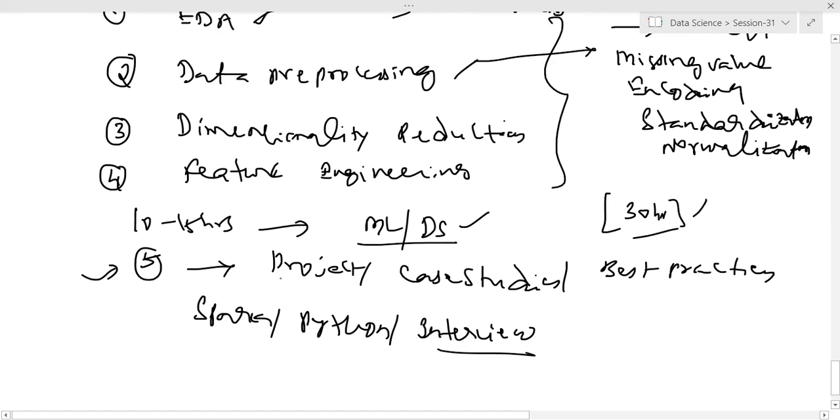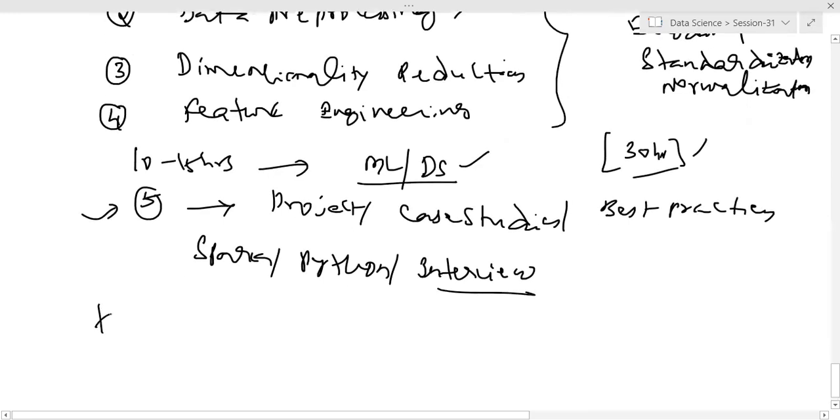The reason behind this is, to be frank, your implementation hardly takes half an hour to 1 hour in the session. But the supporting aspect, suppose I'm talking about KNN, what is the stat behind this KNN? Can someone help me?